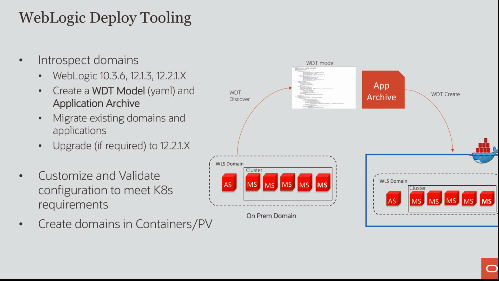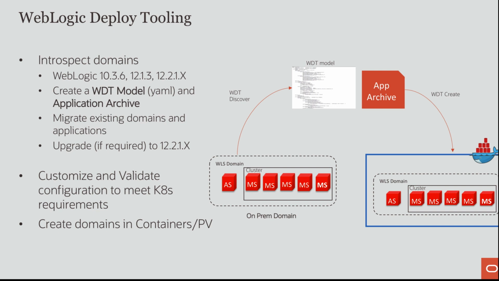One is what we call the WDT model YAML. That is a YAML model of the domain configuration. And it also creates an application archive. Then you can invoke the WDT create tool to then create that domain either in a Docker container or on a persistent volume in Kubernetes.